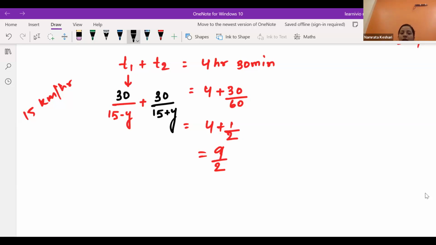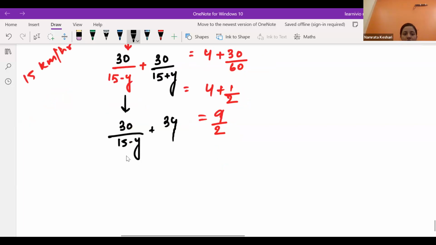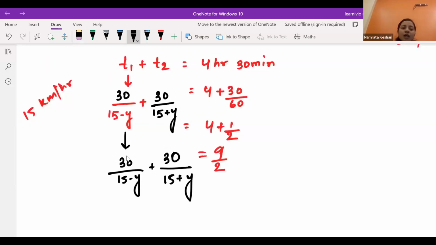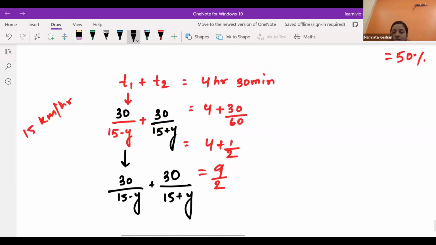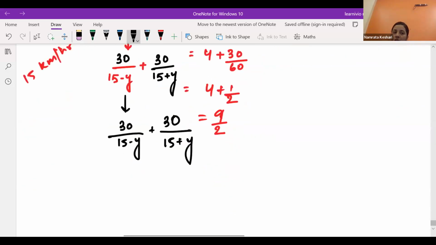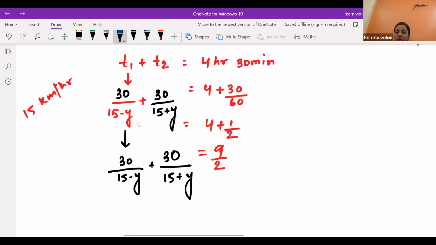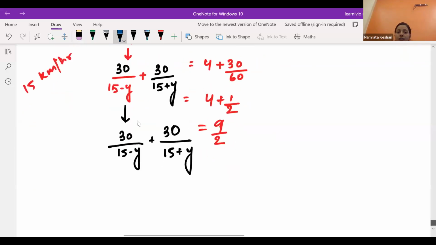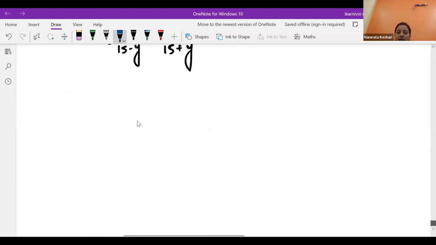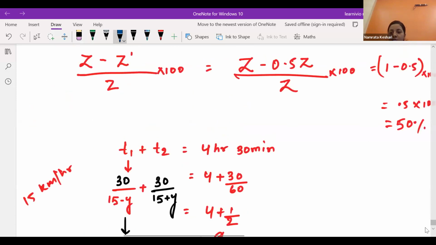As you can see, you need to take out the LCM. I'm just copy pasting over here. We'll have 30 over 15 minus y plus 30 over 15 plus y. Most of the time I just do till here and ask the students to solve it and find the value of y, but I have seen students struggling with the solution part as well. So let me show you how exactly we need to solve it. Of course we need to take out the LCM, but be careful while finding the solution. Let's do it.